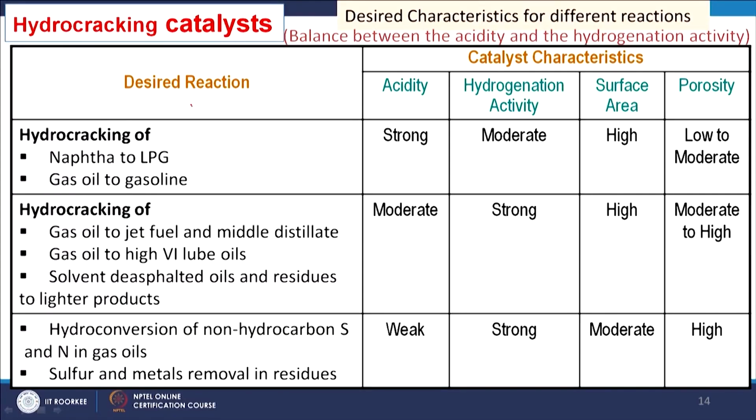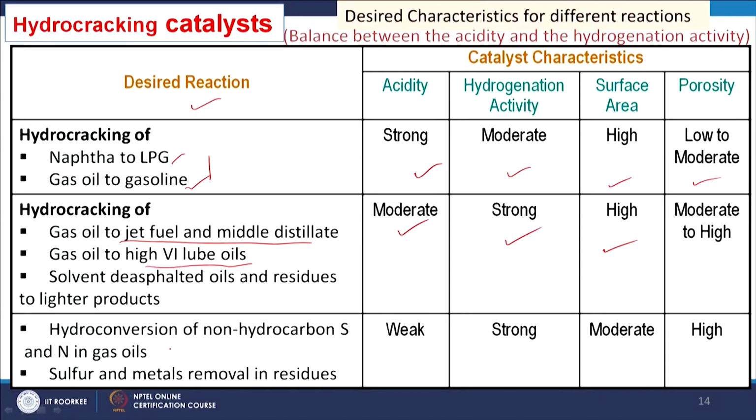So, these are our desired reactions. We want to hydrocrack naphtha to LPG or gas oil to gasoline. So, our catalyst should have strong acidic sites, moderate hydrogenation activity, high surface area, and low to moderate porosity. But when we go for gas oil to jet fuel and middle distillate conversion, or gas oil to high viscosity lube oil conversions, then we need moderate acidity and very strong hydrogenation activity. So, we need to add more hydrogen in this case. Surface area is high.